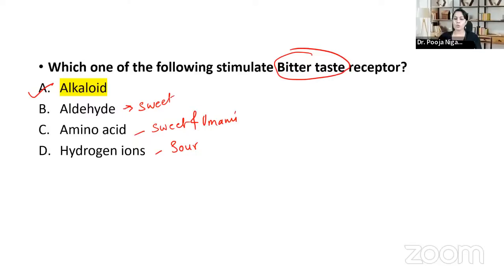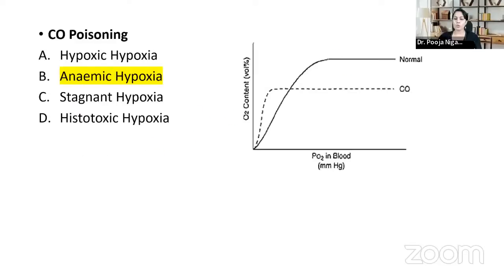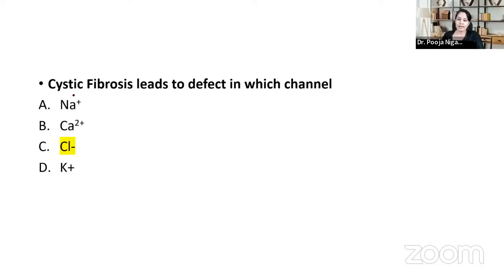Now there was carbon monoxide poisoning, some question regarding CO poisoning, and we all know that it is anemic hypoxia. And remember that since it is anemic hypoxia, the dissolved oxygen won't be affected, right? And that's why the graph is going to shift towards the left.